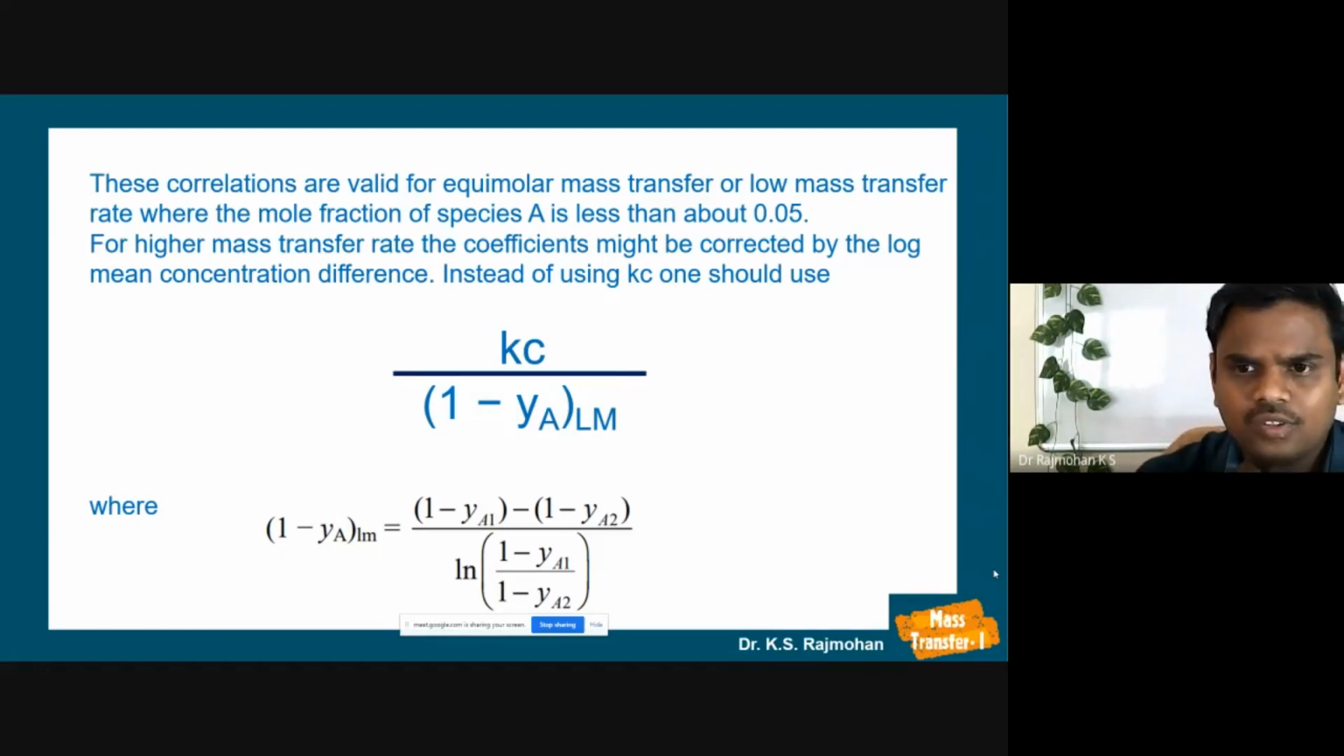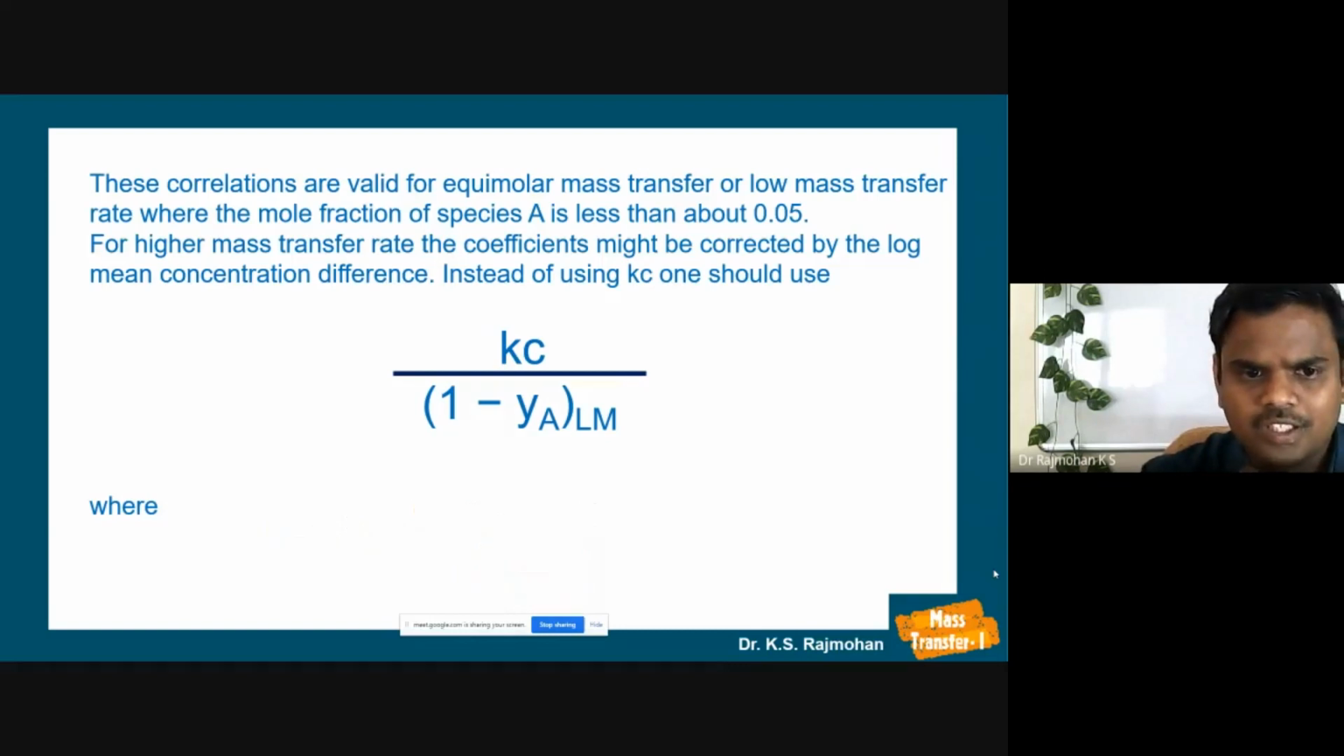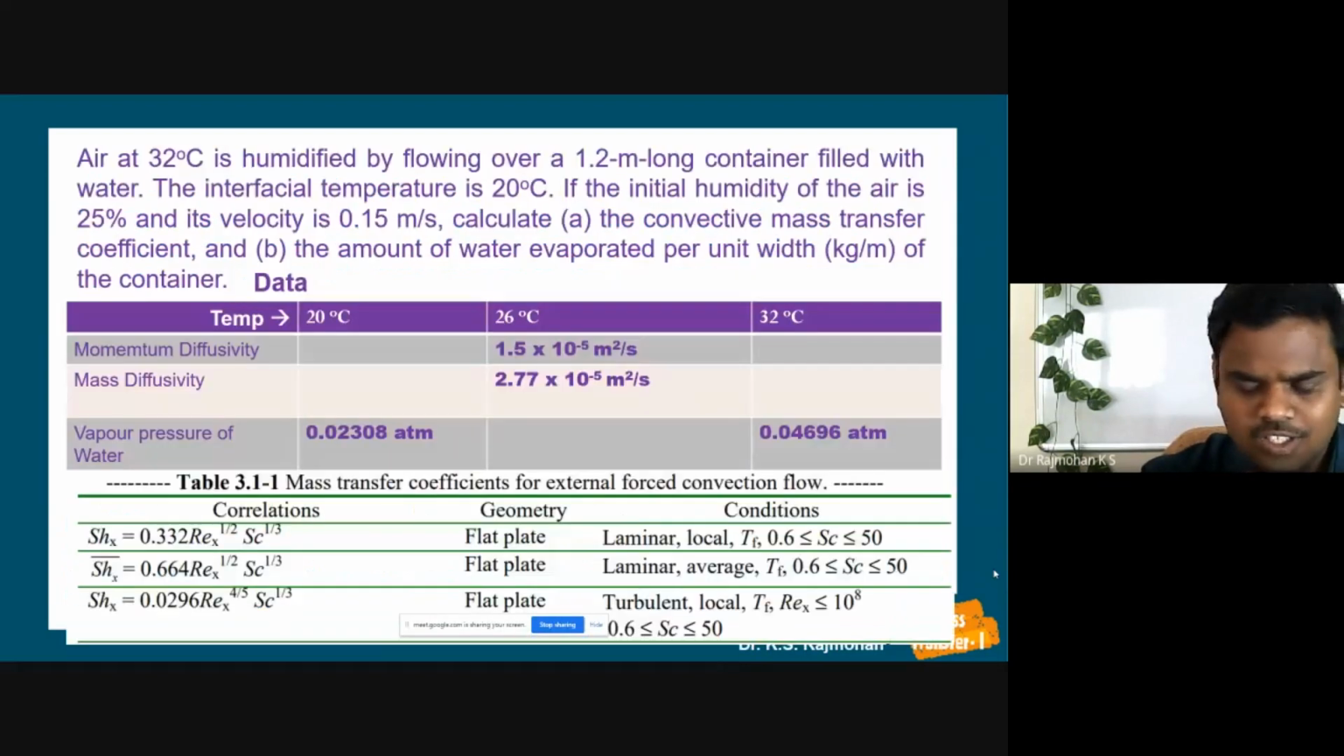Okay. So first we will be checking that value. If the mole fraction of the species is less than 0.05, we don't need to use the Yb logarithmic mean. We can directly use the Kc equations in the correlations mentioned in the question. Whatever the correlation, we will first identify the Schmidt number, then determine the average mass transfer coefficient. So accordingly we will select our correlation also. Okay.